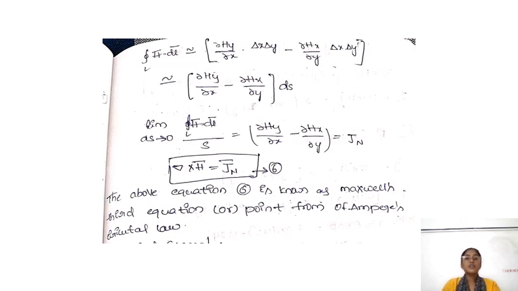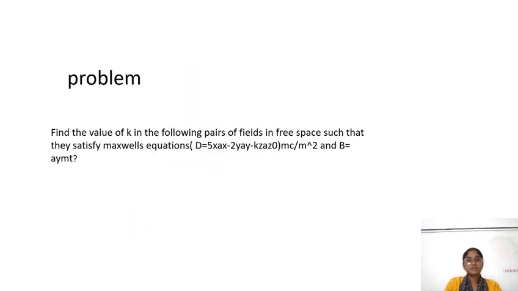The closed integral of H bar dot dl by ds is equal to dou Hy by dou x minus dou Hx by dou y, which is equal to Jn. Curl of H bar is equal to Jn bar. That implies equation 6. The above equation 6 is known as Maxwell's third equation, or the point form of Ampere's circuital law. Next, one example of Maxwell's equations.